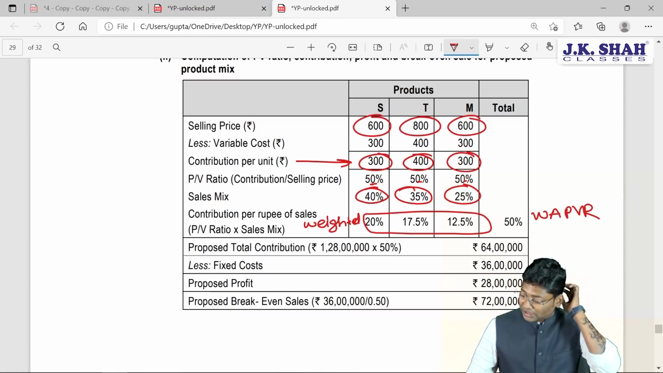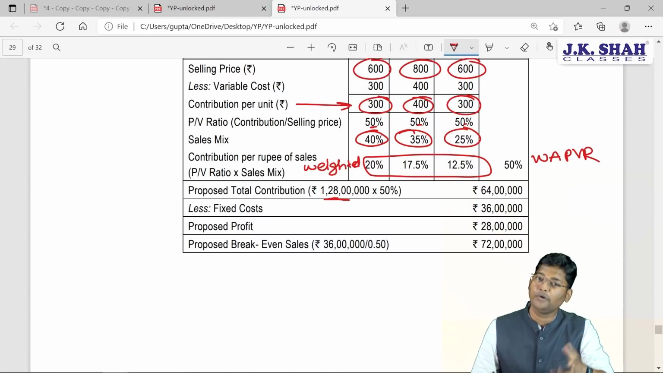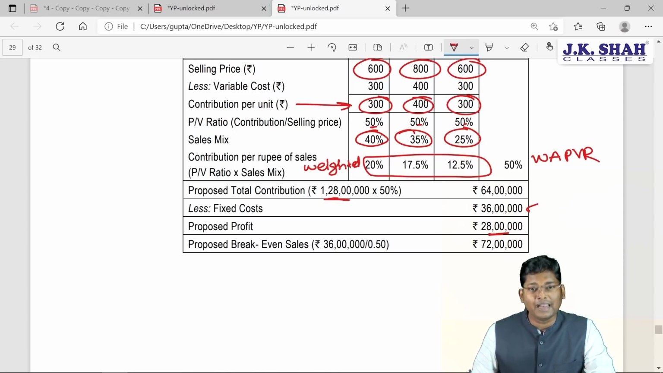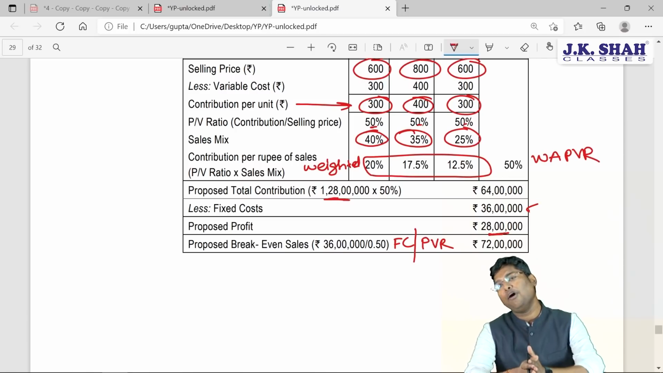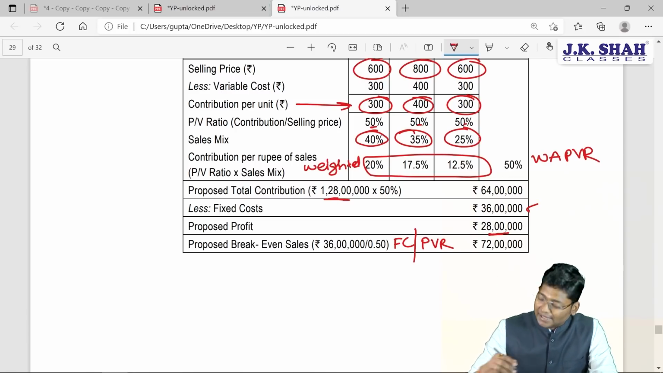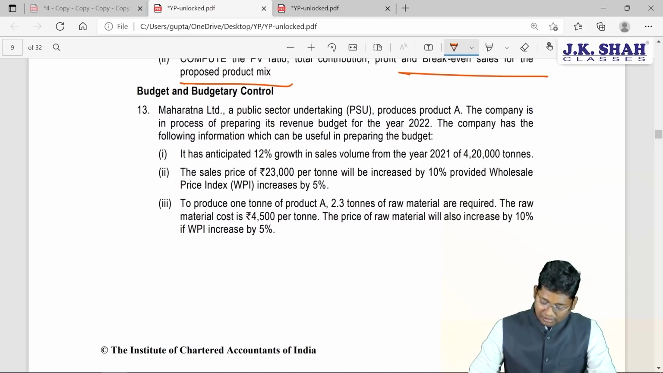Again, repetition is there. Once weighted average PVR is available, total contribution can be computed by taking the revised sales amount into 50%. Deduct fixed cost from that, you will get proposed profit, and finally, for calculating the break-even point, you should divide your total fixed cost by your weighted average PVR, and this is the end of your marginal costing chapter.